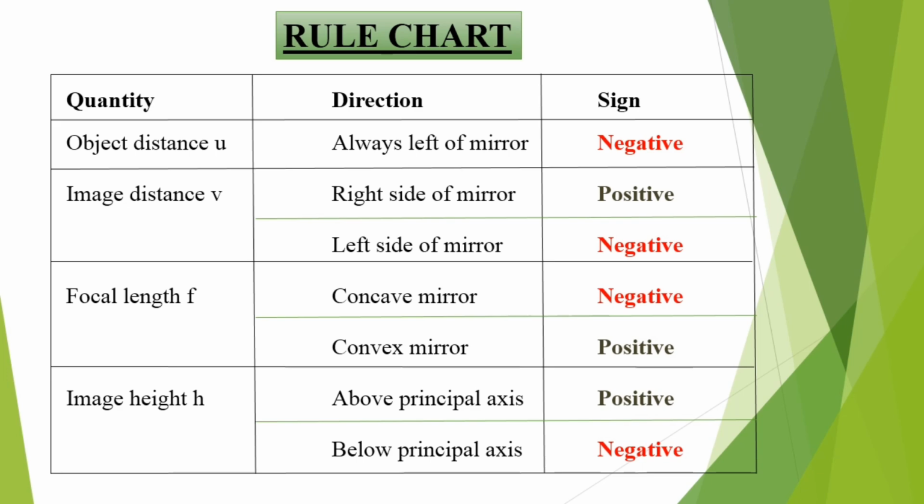If the image is above the principal axis, height is positive. If the image is below, it's negative. Distances measured in the direction of incoming light are positive and those measured opposite to the light direction are negative.